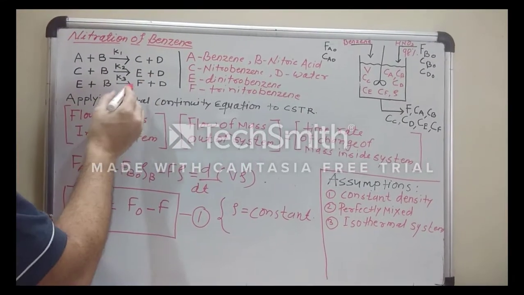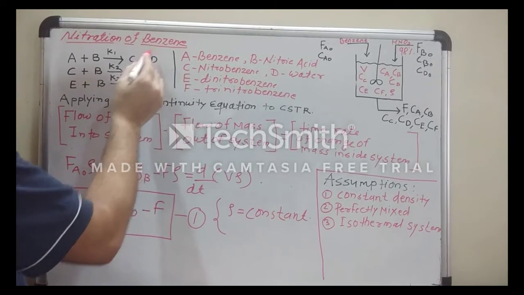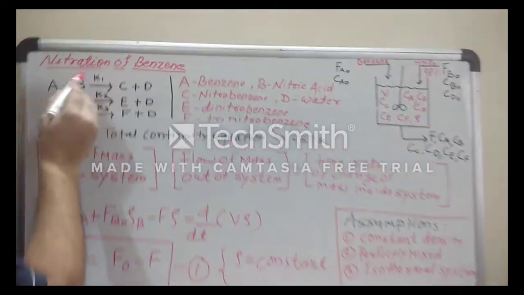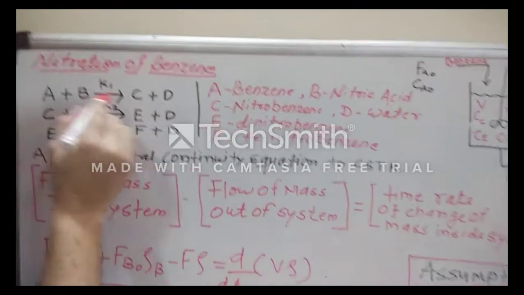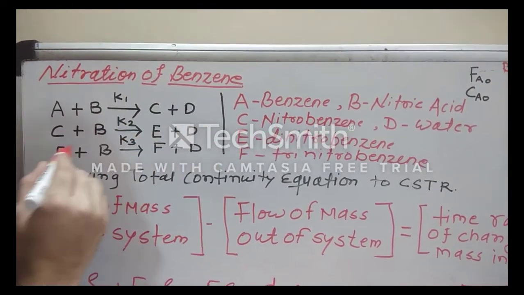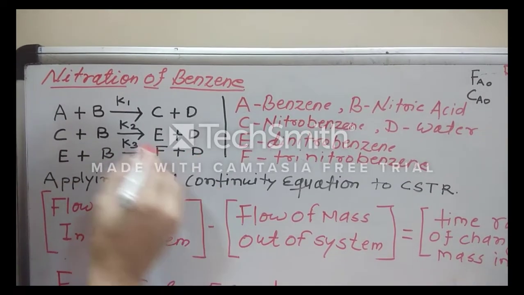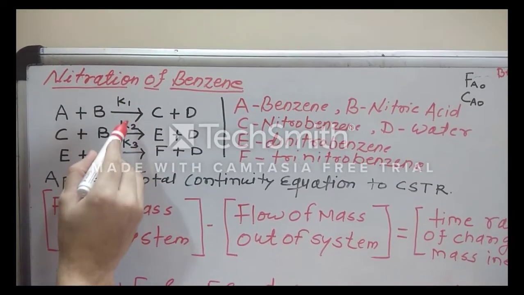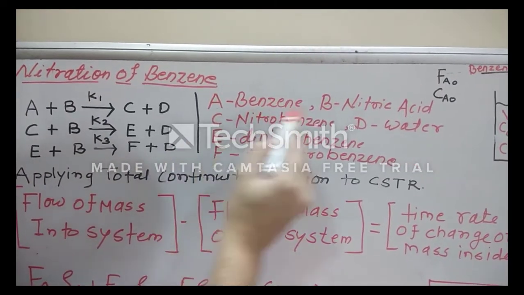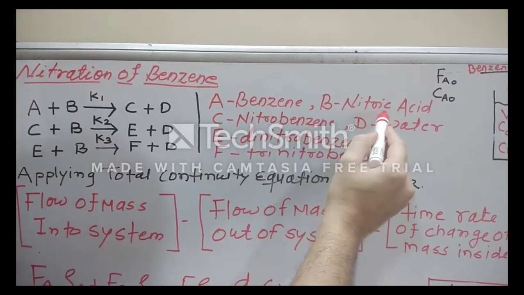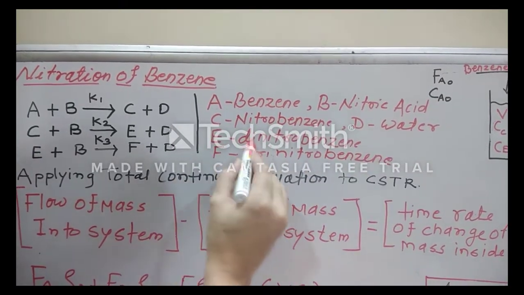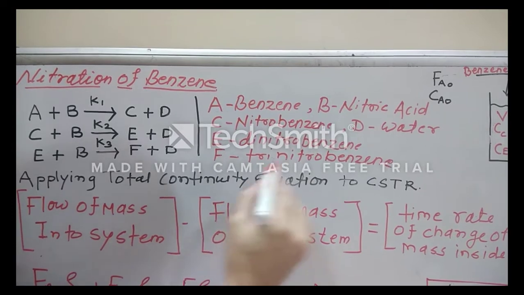Here we write the sequential reactions in the form of A, B, C, D, E, F. Here the first reaction A plus B gives C plus D, C plus B gives E plus D, and E plus B gives F plus D with reaction rate constants K1, K2 and K3, where A is pure benzene, B is 98% nitric acid, C is nitrobenzene, D is water, E is dinitrobenzene and F is trinitrobenzene.